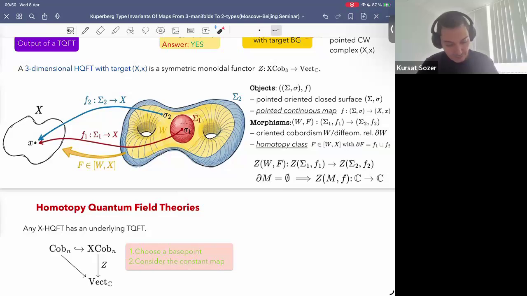So a three-dimensional HQFT with target X is a symmetric monoidal functor. What does it do? When we are given a three-dimensional cobordism whose boundary is such a surface with a map and another surface, when we apply Z to this, what do we get? On the objects, we assign finite dimensional vector spaces. This is a finite dimensional complex vector space, and this is another finite dimensional vector space. And this cobordism map assigns a C-linear map.